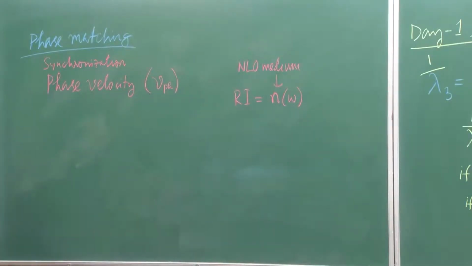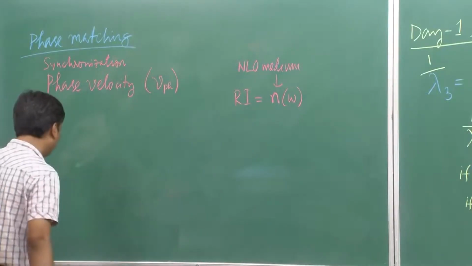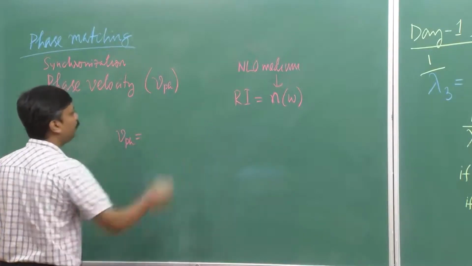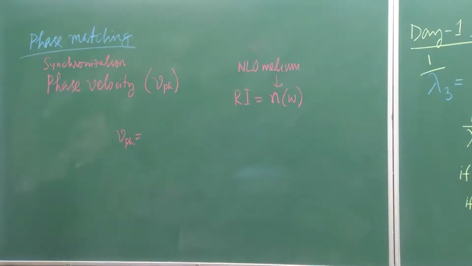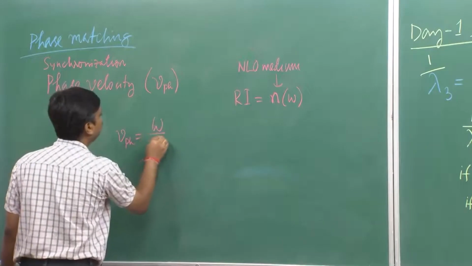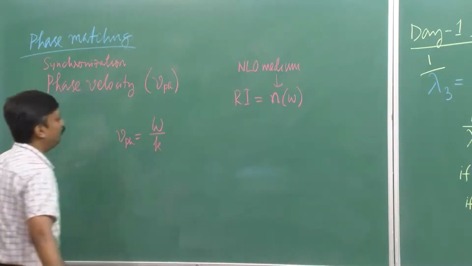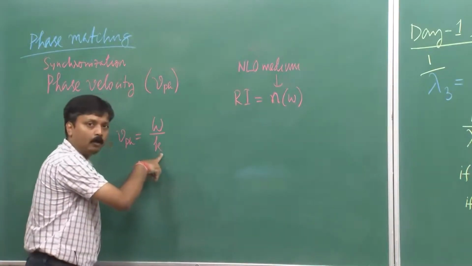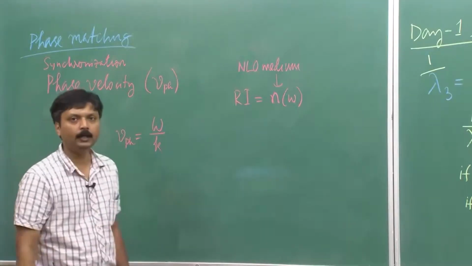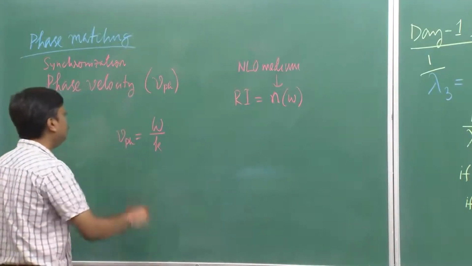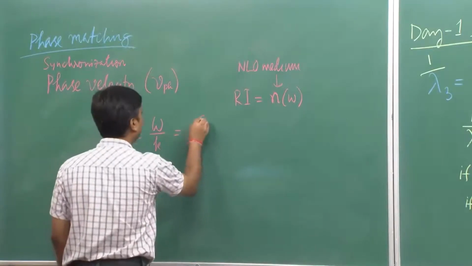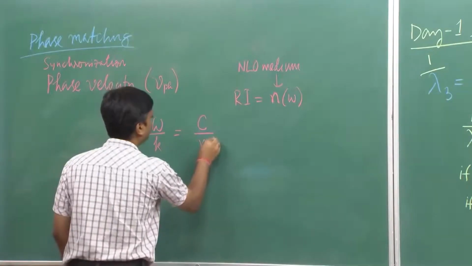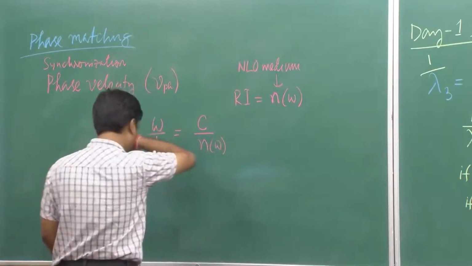Okay. And how is this phase velocity related to this refractive index? The thing that we know is this, where omega is the frequency and k is the wave vector of the light that we are considering, of a plane wave, and this we can write in terms of the velocity of light and the refractive index n of omega. Okay.